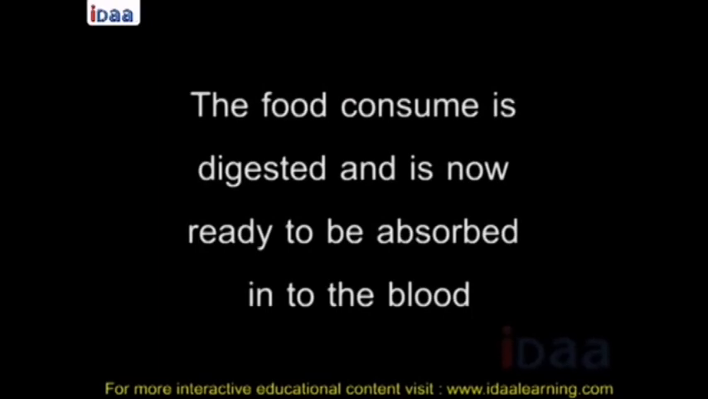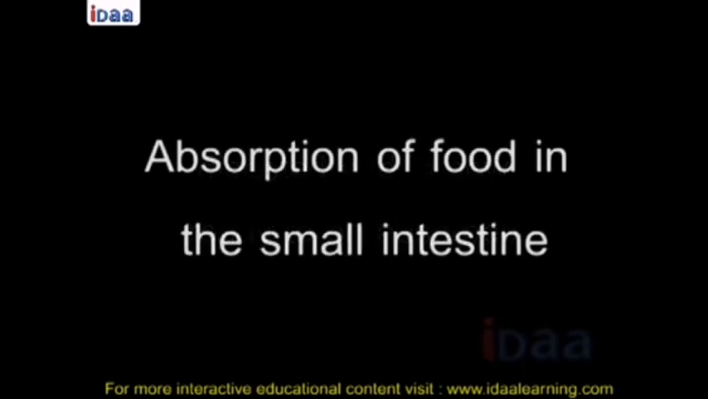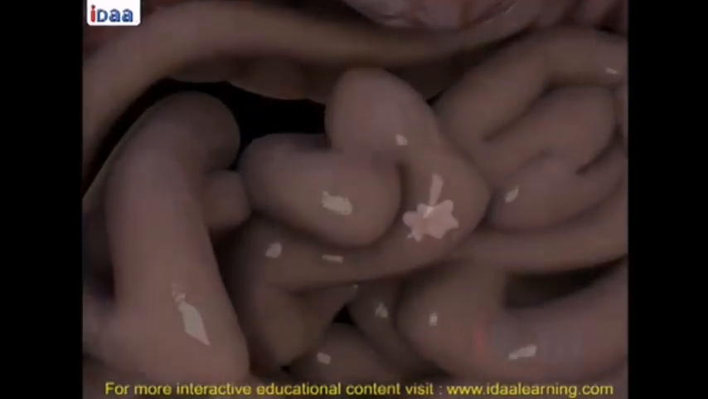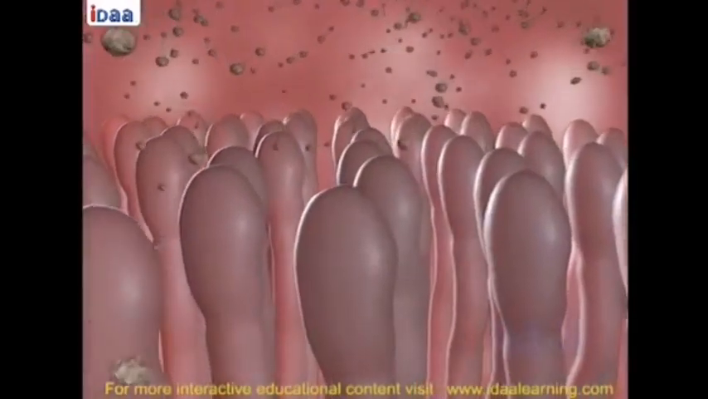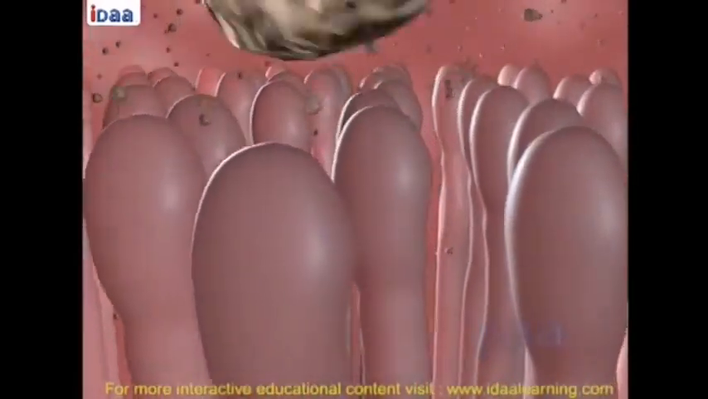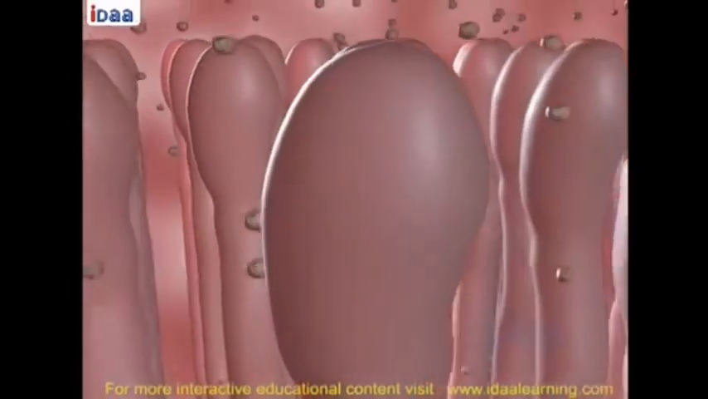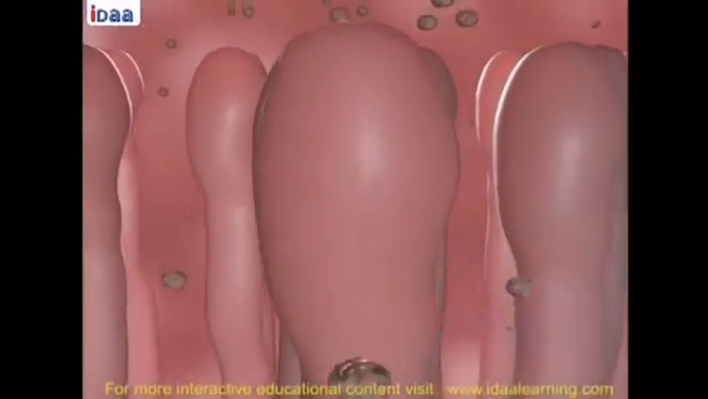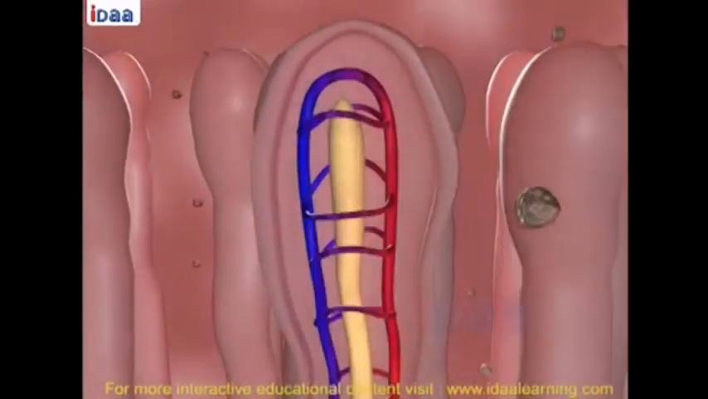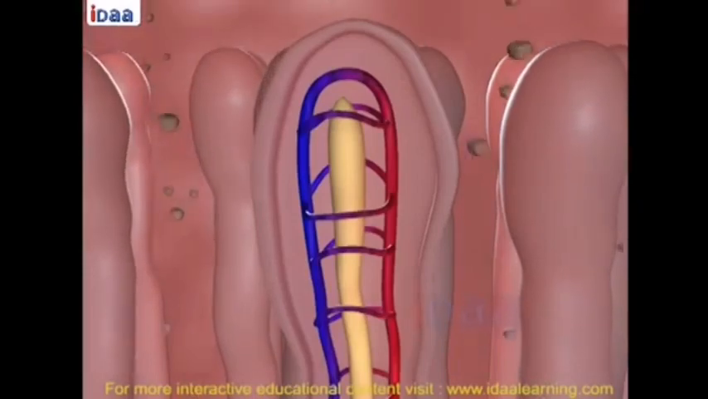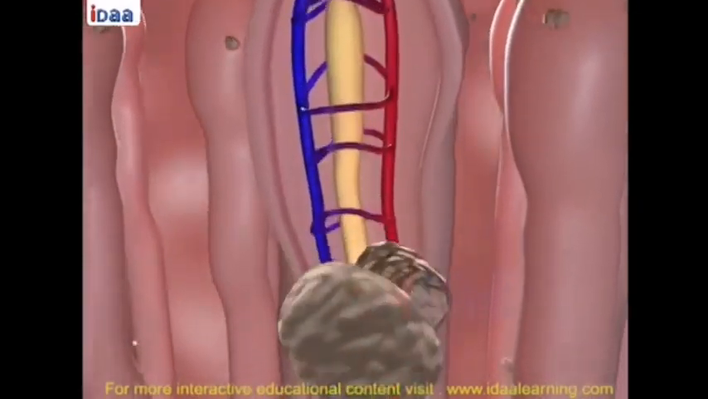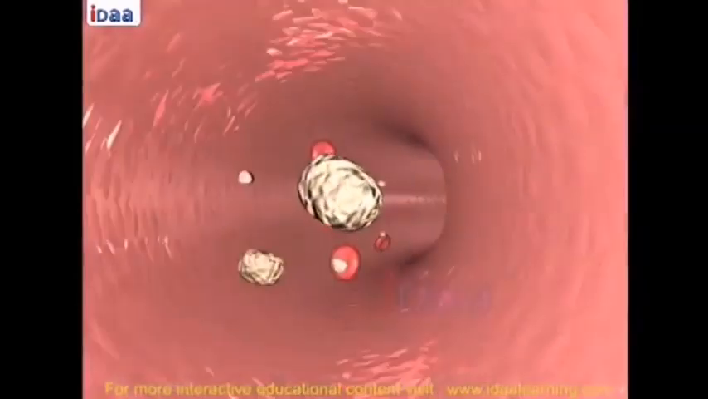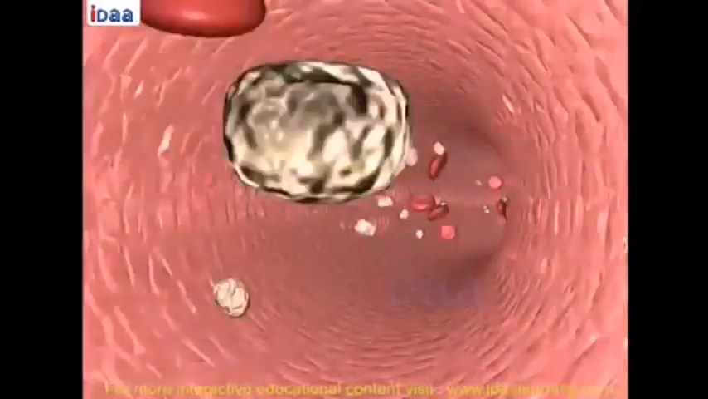Simpler substances are now ready to be absorbed in the blood. The absorption of nutrients also takes place in the small intestine. In the inner wall of the small intestine, there are thousands of finger-like projections called villi. And these villi increase the surface area of the small intestine, and so more absorption of digested food takes place. Each villus has a network of small blood vessels near its surface where digested food gets absorbed. This digested food now enters into the blood vessels, and through the blood vessels it is transported to different organs of the body.